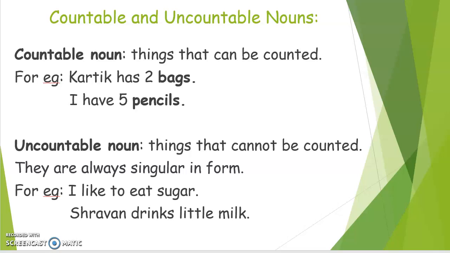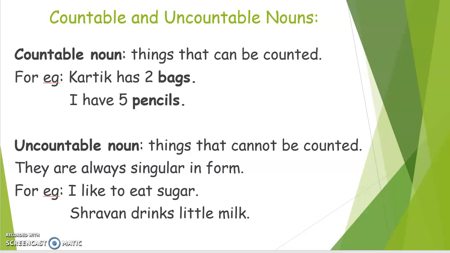Now, the next type of noun is uncountable noun. Things that cannot be counted is known as uncountable noun. Is that easy? Yes, it is very easy. They are always in a singular form. Okay, this is also a big note. Let's see examples of this.